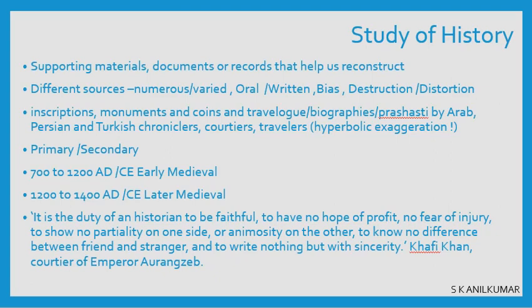Now there was a king called Aurangzeb in the Mughal dynasty. What is the Mughal dynasty? Established by Babur, right? Now that historian is saying that it is the duty of the historian to be faithful, to have no hope for profit, no fear of injury, show no partiality to either side, no animosity to either, to show no difference between a friend and a stranger, and to write nothing but with sincerity. This is written by Kafi Khan. So even in those days, historians knew what to write.